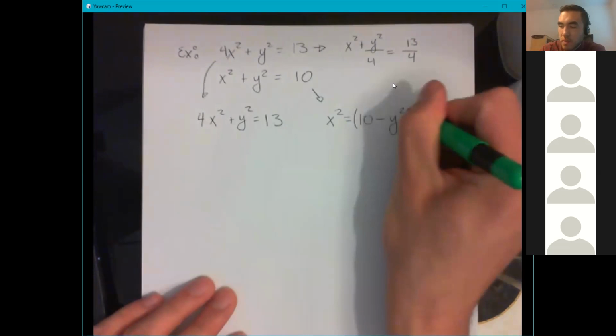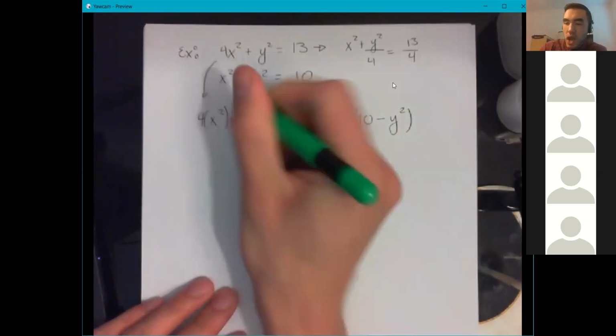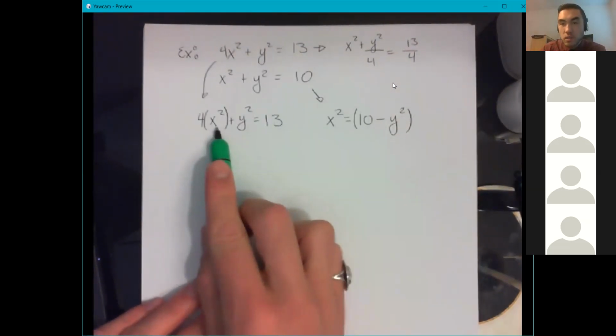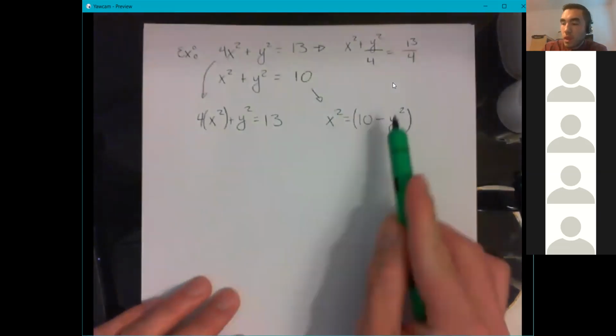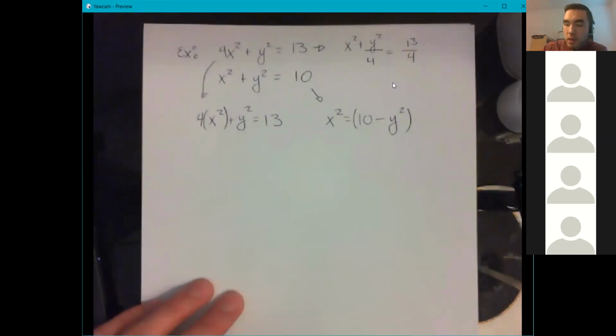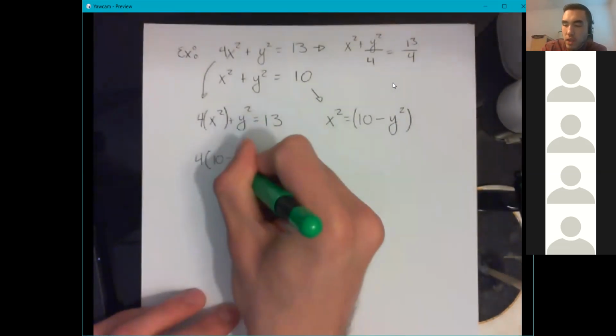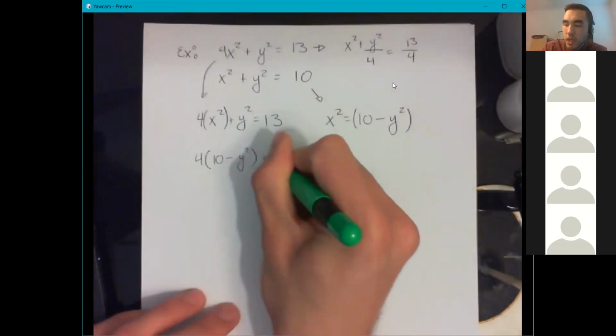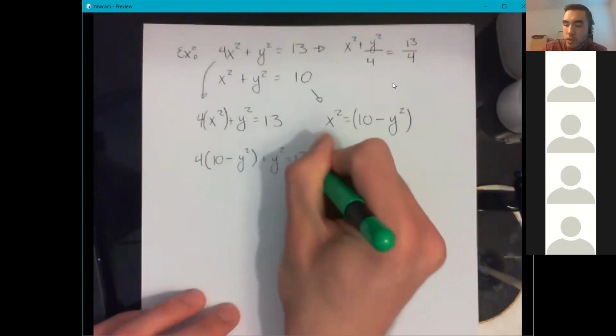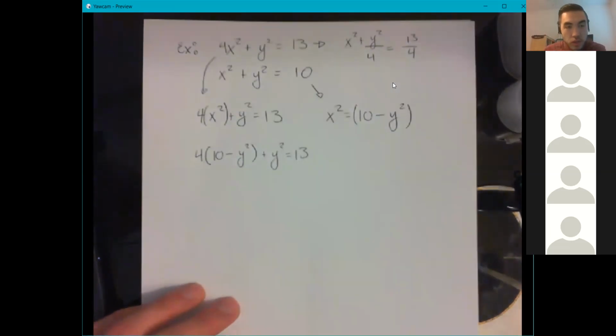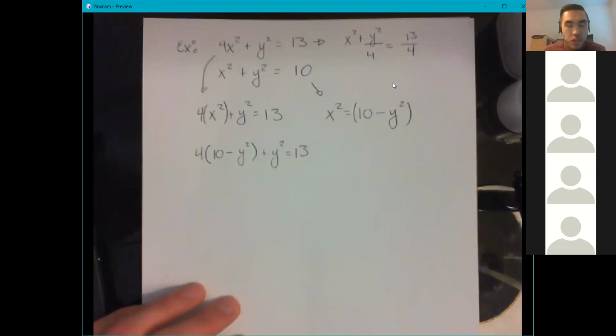And since this is giving me a redefinition of x squared, I can plug it in right here and we can solve for y right off the bat. So I'm going to take this and plug it back in over here. This is going to give me 4 times (10 minus y squared) plus y squared is equal to 13. And now we can go ahead and solve for y. Are there any questions on that step of substitution?